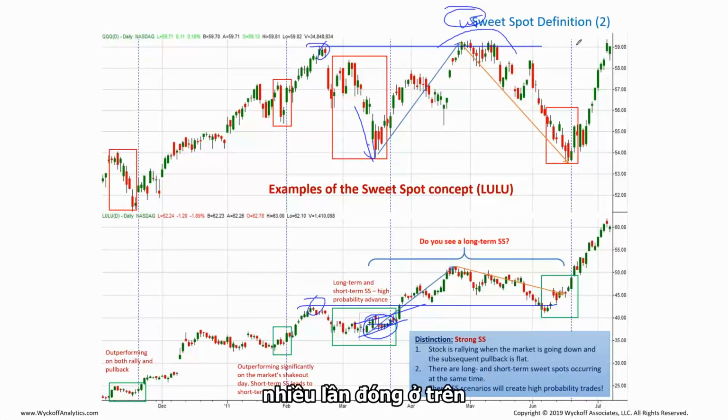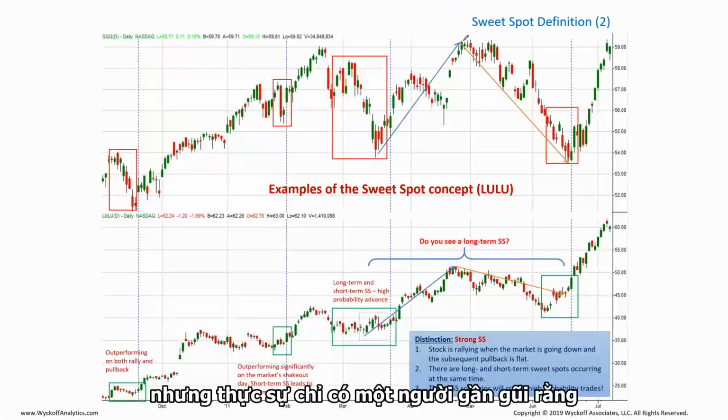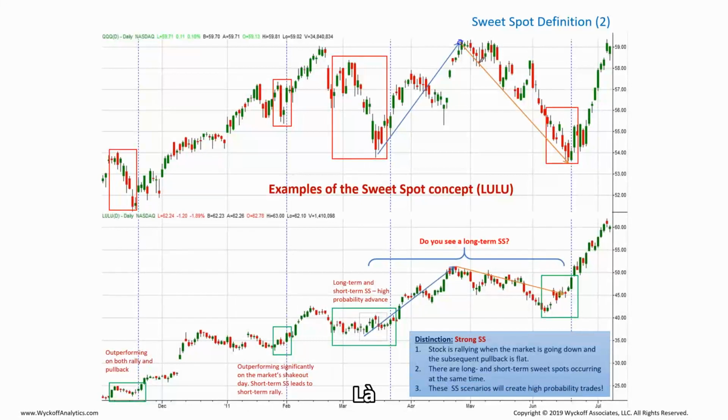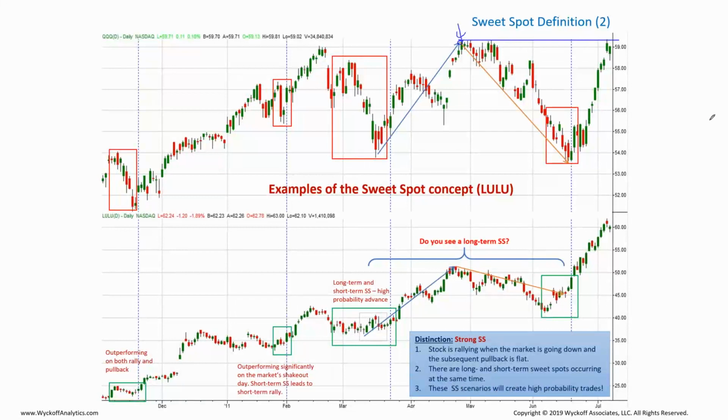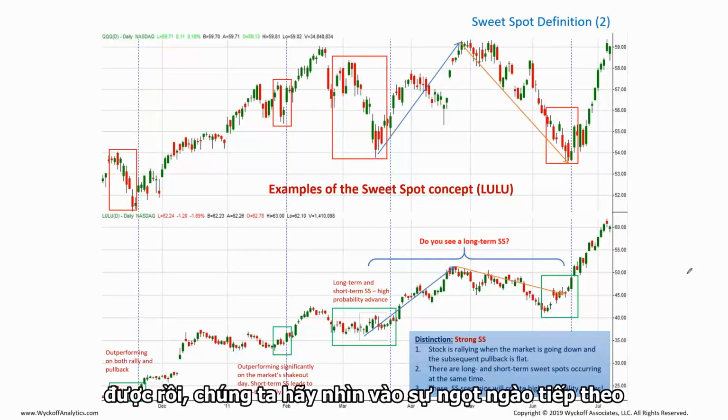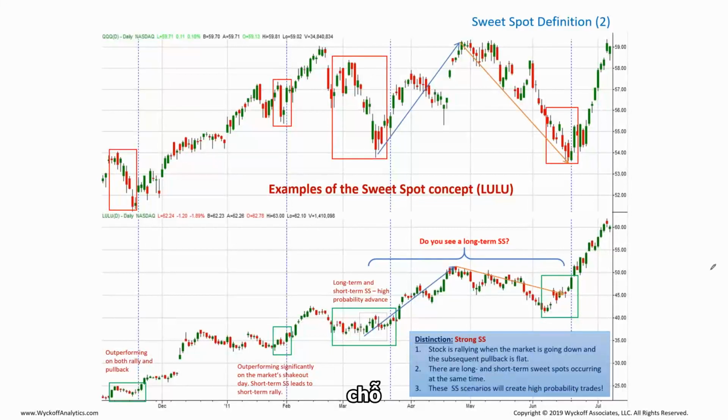Multiple closes above, but there is really only one close that is significant. Everything else after that is insignificant, even this close here. All right, let's look at the next sweet spot. What if we would look at the big rally and big reaction?